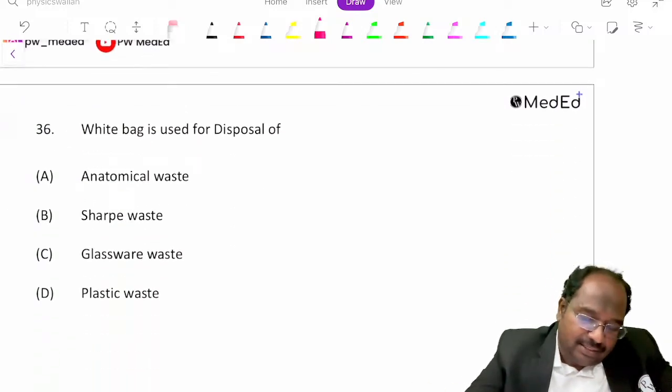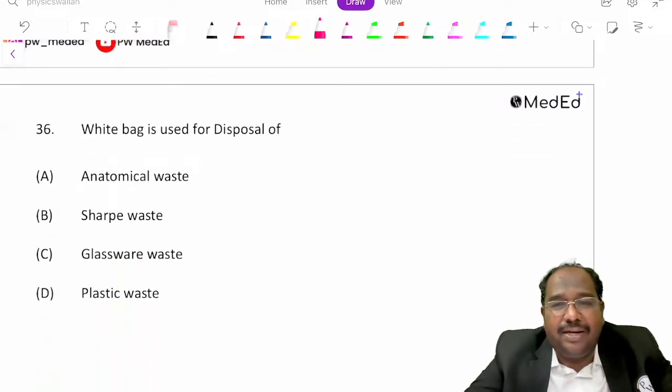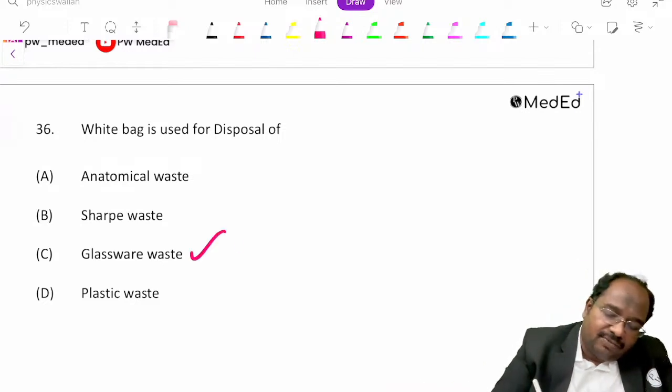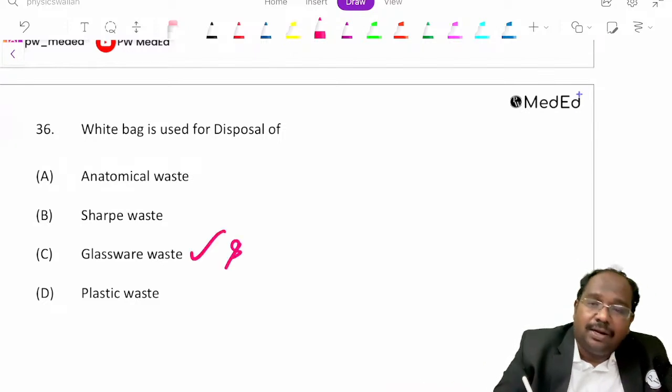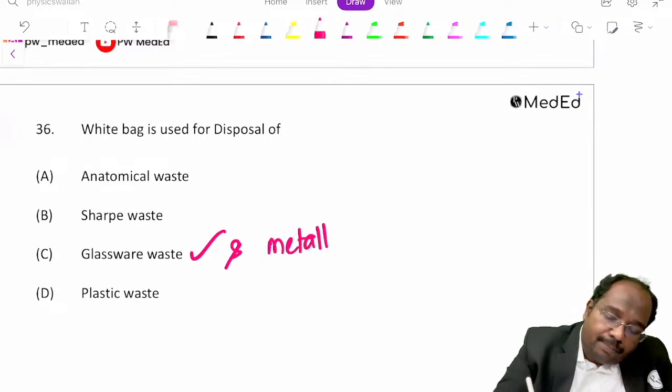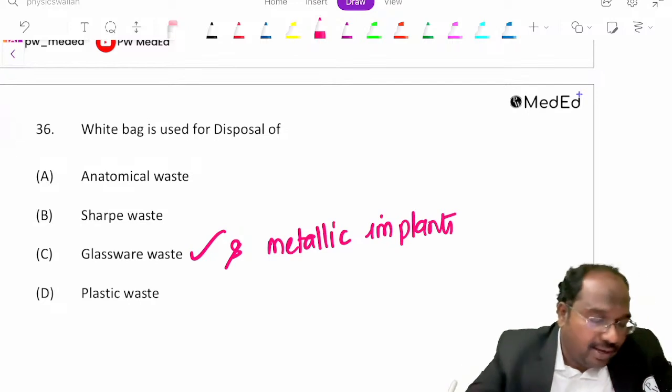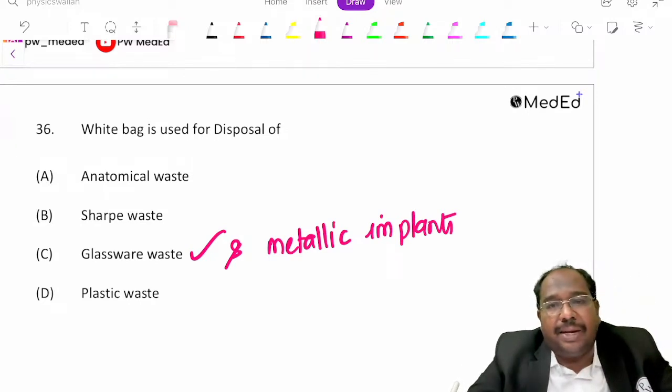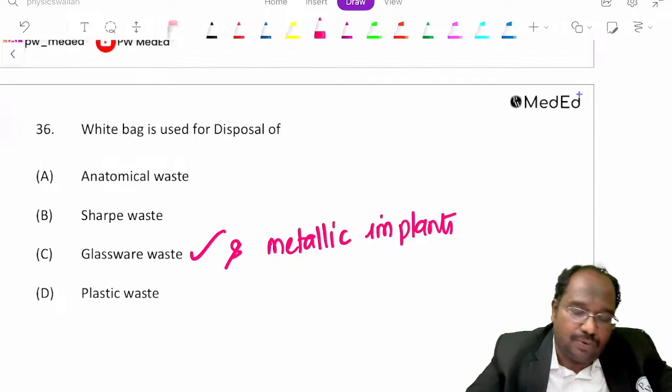White bag is used for disposal of what we already discussed: glassware and metallic implants, K-wire, some needles, pacemakers. So these are metallic implants. That is what the white bag is used for.